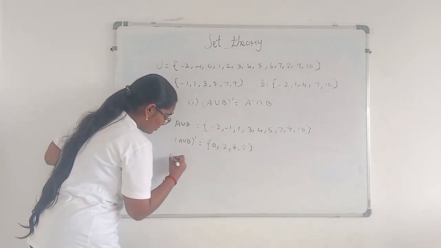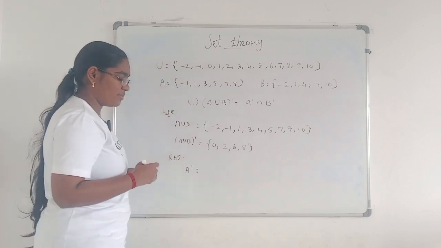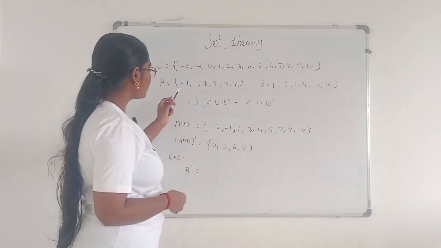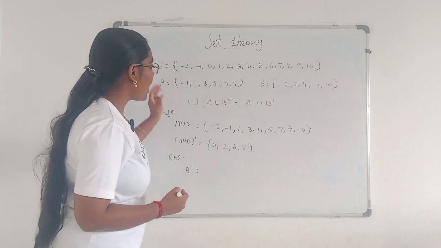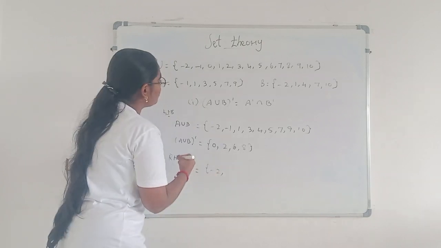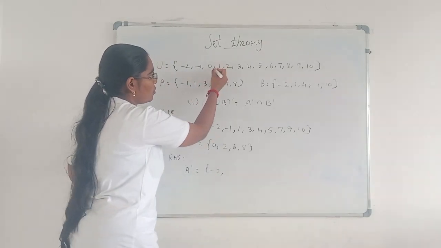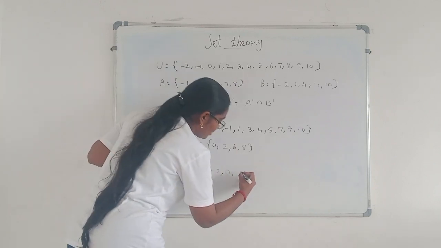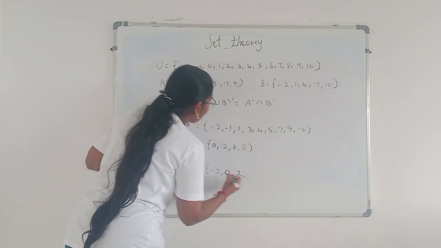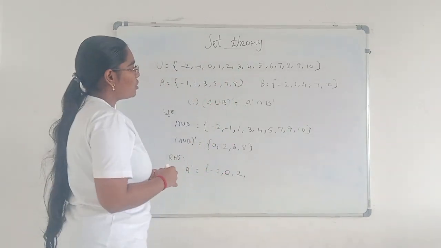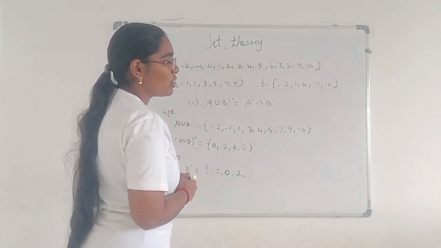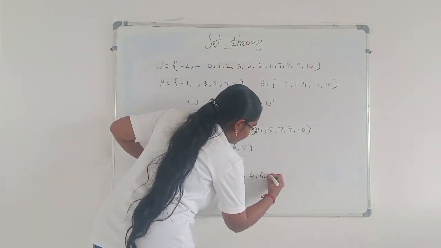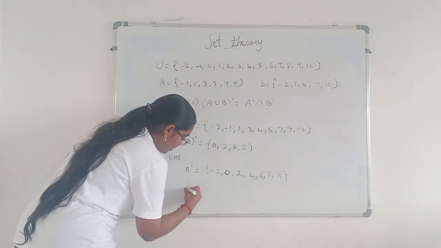Next, consider the right hand side. There you have to find A'. A' means you have to write the elements which are not in A but in the universal set. -1, 1, 3, 5, 7, 9 are in A. So, except those elements, write all other elements. -2, -1 we won't write, 1 we won't write, 0 we will write, next 2 we will write, next 3 we won't write, 4, except these 5, 7, 9 you will write all other elements. So 4, 6, 8, 10.